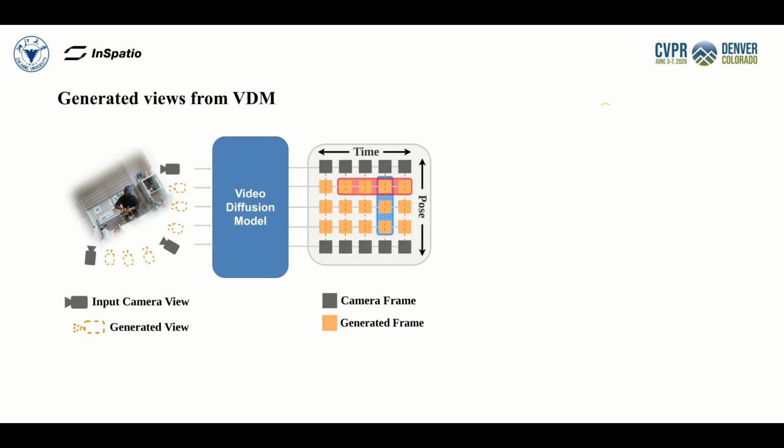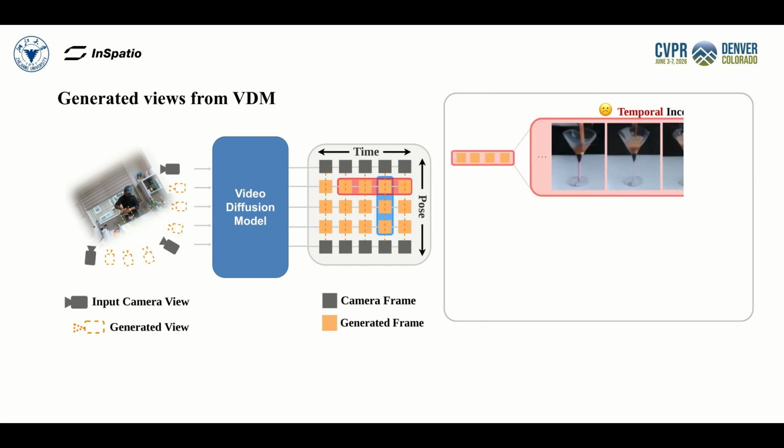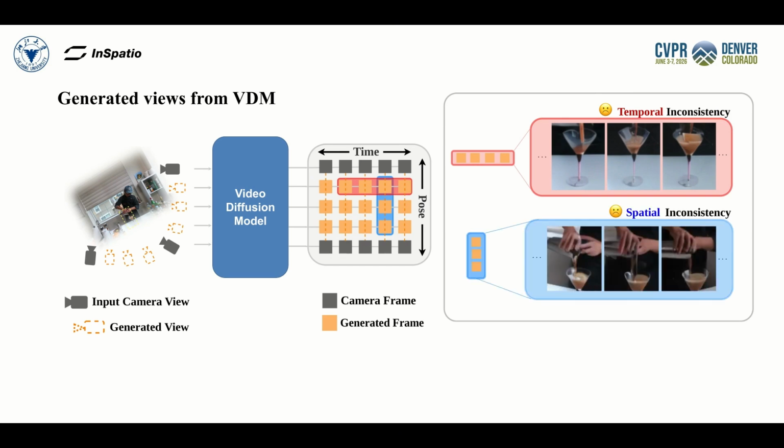A natural idea is to use a video diffusion model to generate auxiliary views from the sparse input cameras, enriching the observations before feeding them into 4DGS. However, this introduces a fundamental new problem. The generated frames suffer from 2 forms of spatio-temporal inconsistency. First, temporal inconsistency. Frames generated for the same viewpoint at different time steps flicker and are geometrically unstable across time. Second, spatial inconsistency. Frames generated for different viewpoints at the same time step show mismatched object positions and appearances.